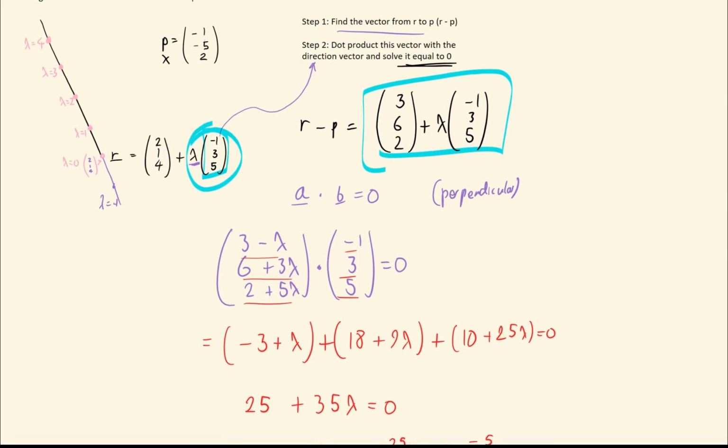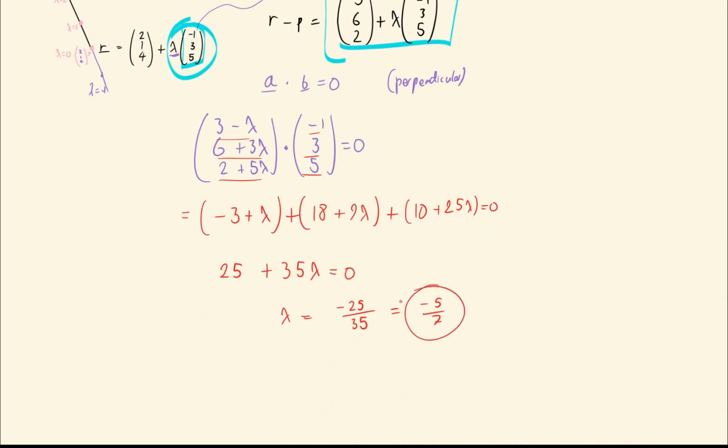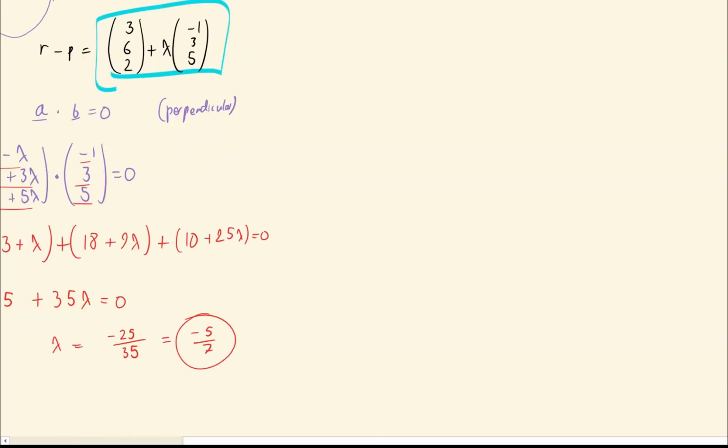We're not quite finished yet because the question said find the shortest distance. What I've done so far is I've worked out the value of lambda that will give me a perpendicular distance. However, it turns out that's all we pretty much need to do. That means when lambda equals minus 5/7, this thing here will give me the shortest distance from R to P, because this vector takes you from R to P.